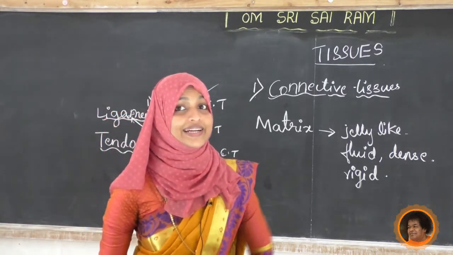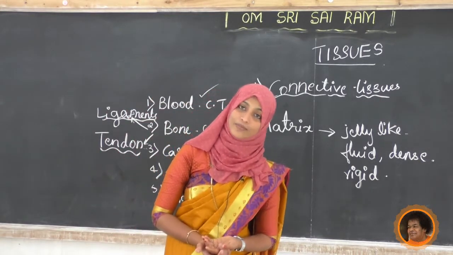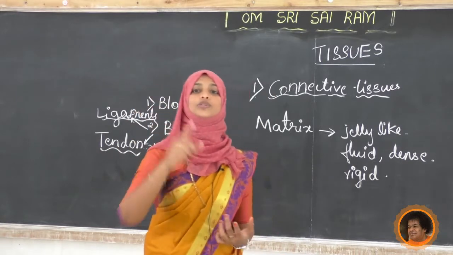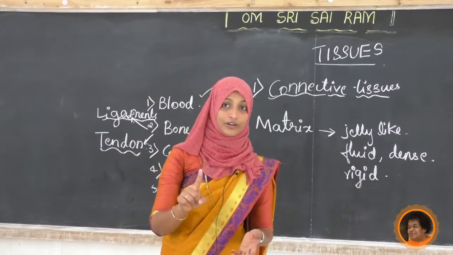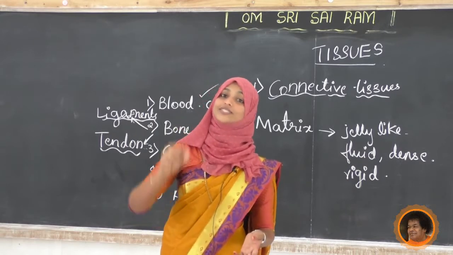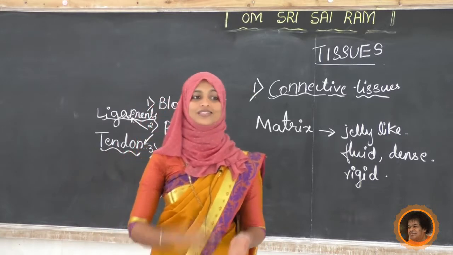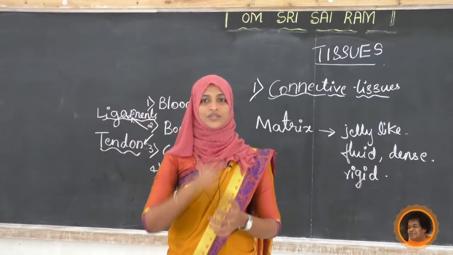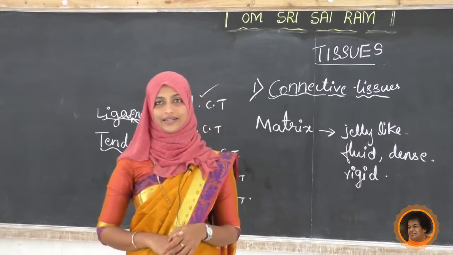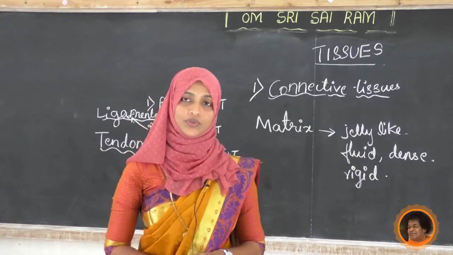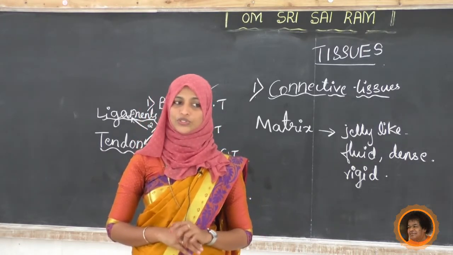What is a ligament? A ligament is a connective tissue that connects one bone to another bone. Tendon means what? A bone connected to muscle with connective tissue is called a tendon. In the exam they will ask you to write the difference between ligament and tendon, so that you are able to write the answer. Understood, students?